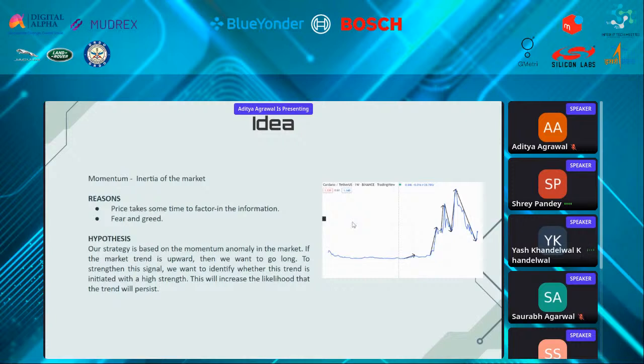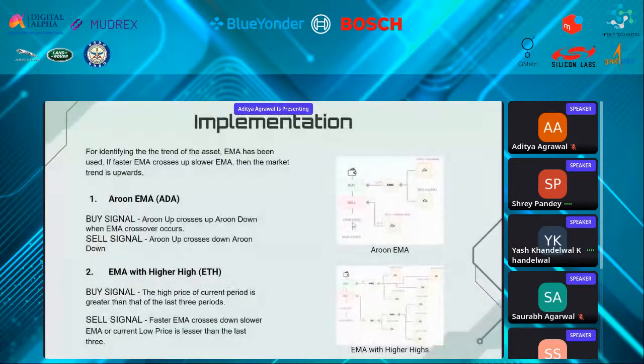Our strategy is based on the momentum anomaly in the market. If the market trend is upward, then we want to go long. To strengthen the signal, we want to identify whether this trend is initiated with high strength or not. This will increase the likelihood that the trend will persist. For the implementation, firstly, to identify the direction of trend, we have used the exponential moving average, EMA, since EMA is more reactive to latest price changes. If faster EMA crosses up slower EMA, then the market trend is upwards.